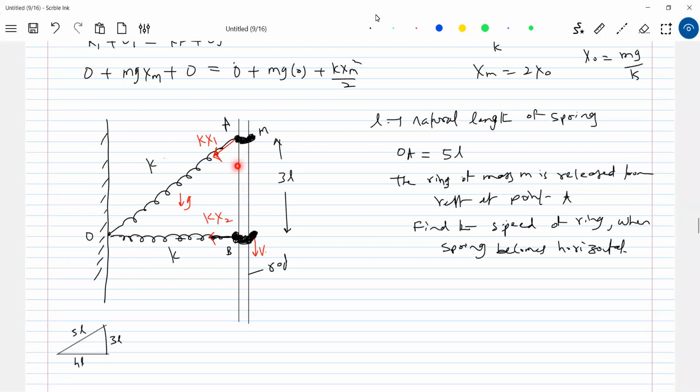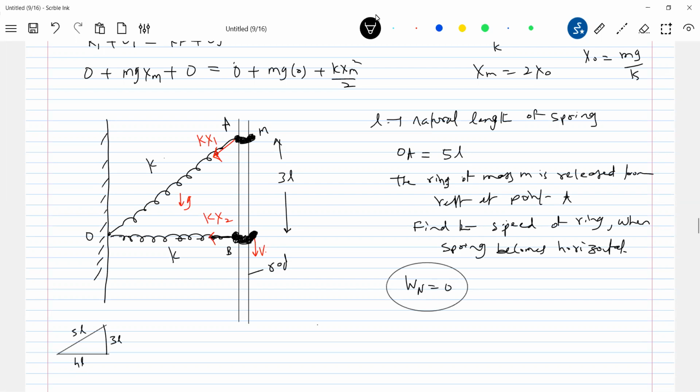Can we take help of conservation of mechanical energy? Yes. What are the only forces doing work? The spring force and the weight. Both are conservative forces. So what about the normal reaction? How will it act? It will act perpendicular to the rod, and the work done by the normal contact will be zero because at all positions it will act normal to the displacement of the ring. So the only forces doing work are the spring force and gravity.